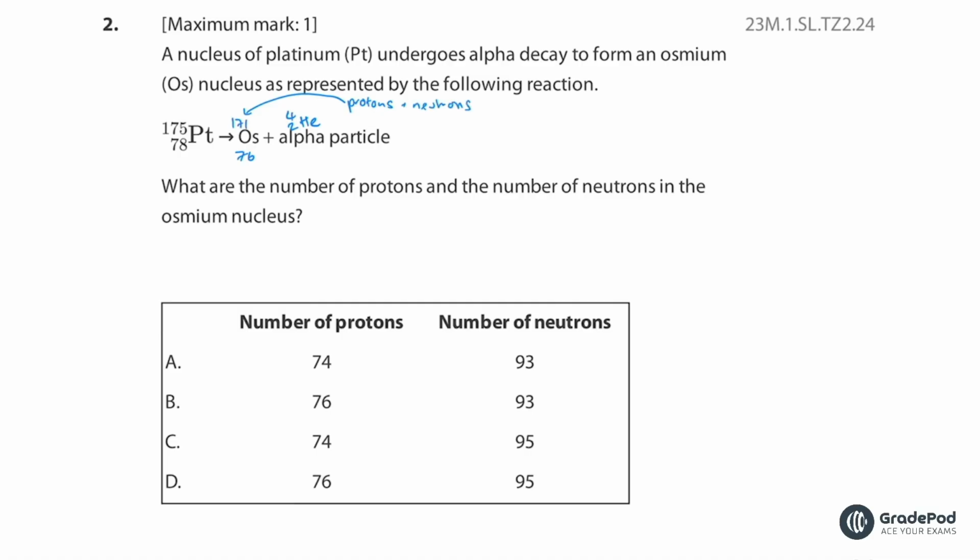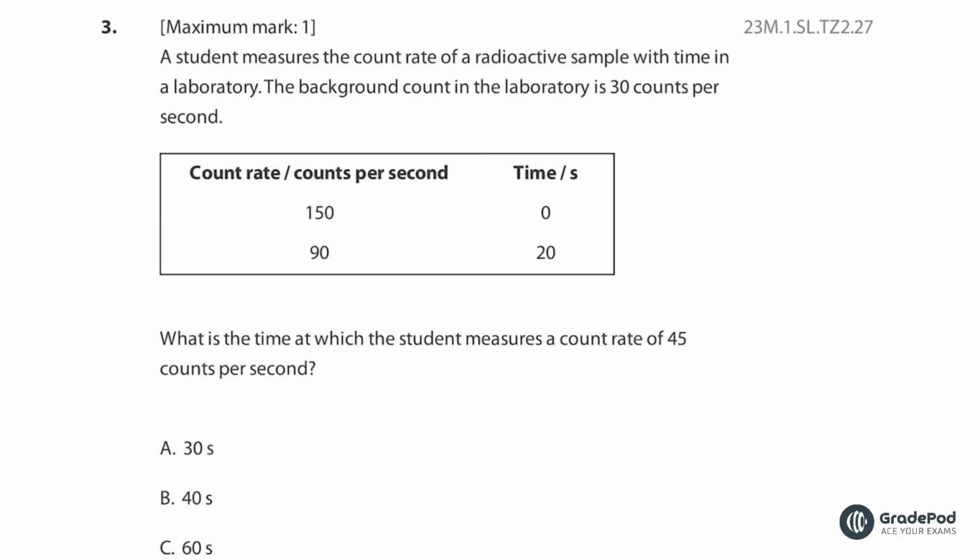We know that we have 76 protons, so it's either B or D. How many neutrons do we have? Well, we have 171 minus 76, which gives us an answer of 95. The answer is D.